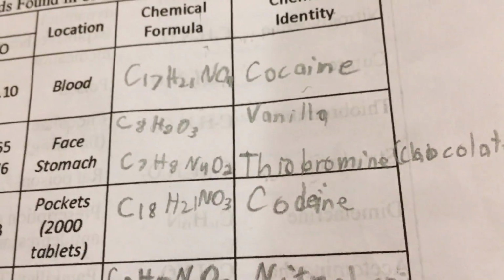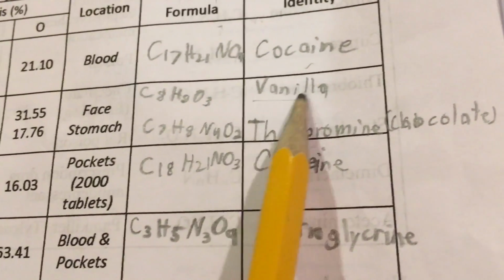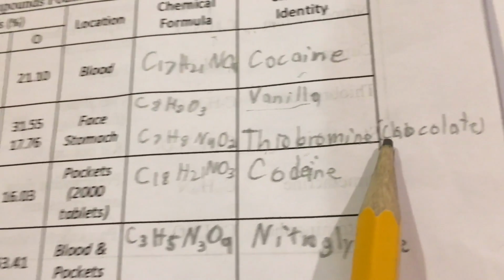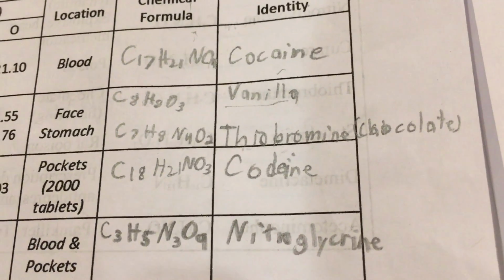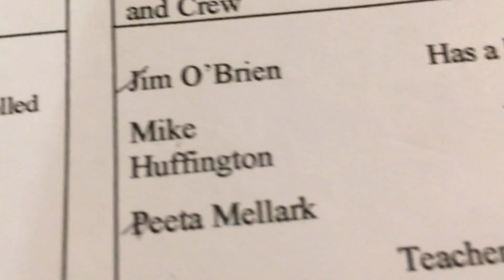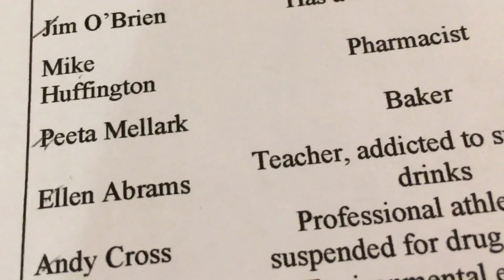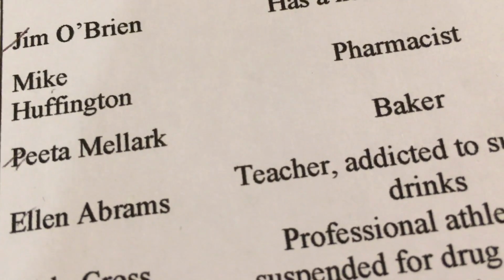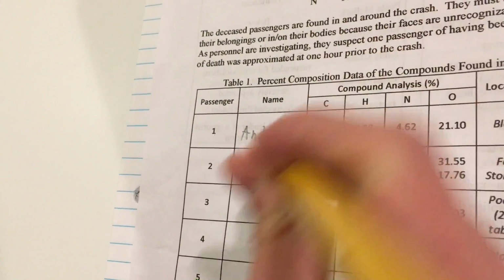Okay, so passenger 2 had vanilla and theobromine, chocolate, in his face and stomach. So I know that the baker, Peter Malark, was passenger 2. So Peter Malark, kind of out of the box, is passenger 2.